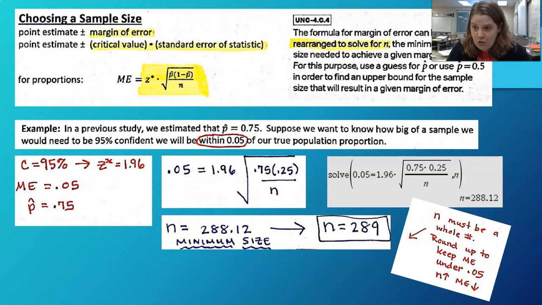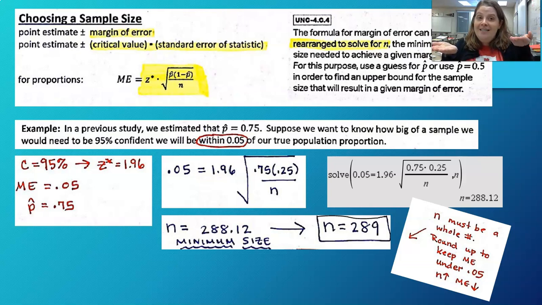So n has to be a whole number, just like x, the number of successes, has to be a whole number. These are whole number counting values. We're not allowed to have a decimal for n. So it needs to be a whole number, but I also need to round it up, not because it's closer to that, but because of the way sample size and margin of error work.